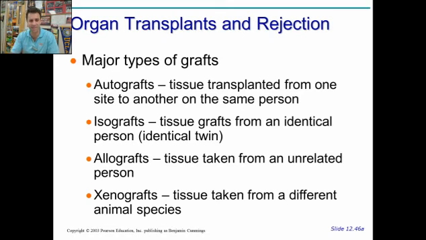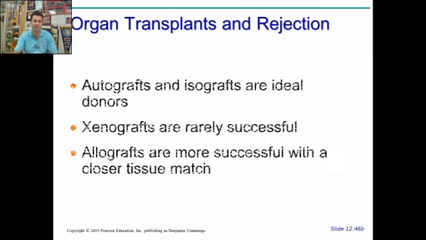Isografts are between identical twins. Allografts is from an unrelated person, which is the one you typically hear from. And xenografts is from a different animal species, which is more unusual, but for example, sometimes pig hearts have been transplanted into humans. Very similar, same functionality. Those are all different kinds of transplants.